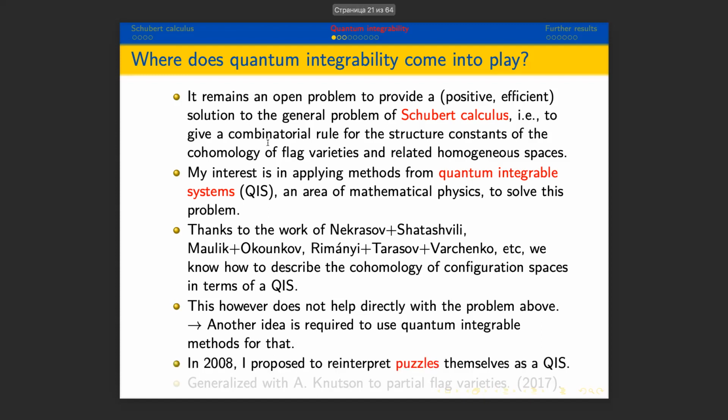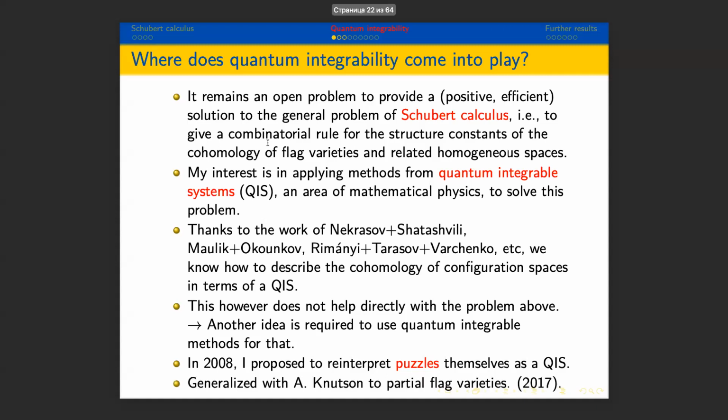And so the idea I had completely independently of that, in fact, this is earlier than a lot of the work that I just cited, is that maybe puzzles themselves are also an integrable system, a different one than the one that's directly connected to the cohomology of the configuration spaces. And then, of course, that begs the question, what the heck? Now there are different quantum integrable systems. How are they related to each other? What's the geometry behind? And by now we understand the answer to all of these questions.